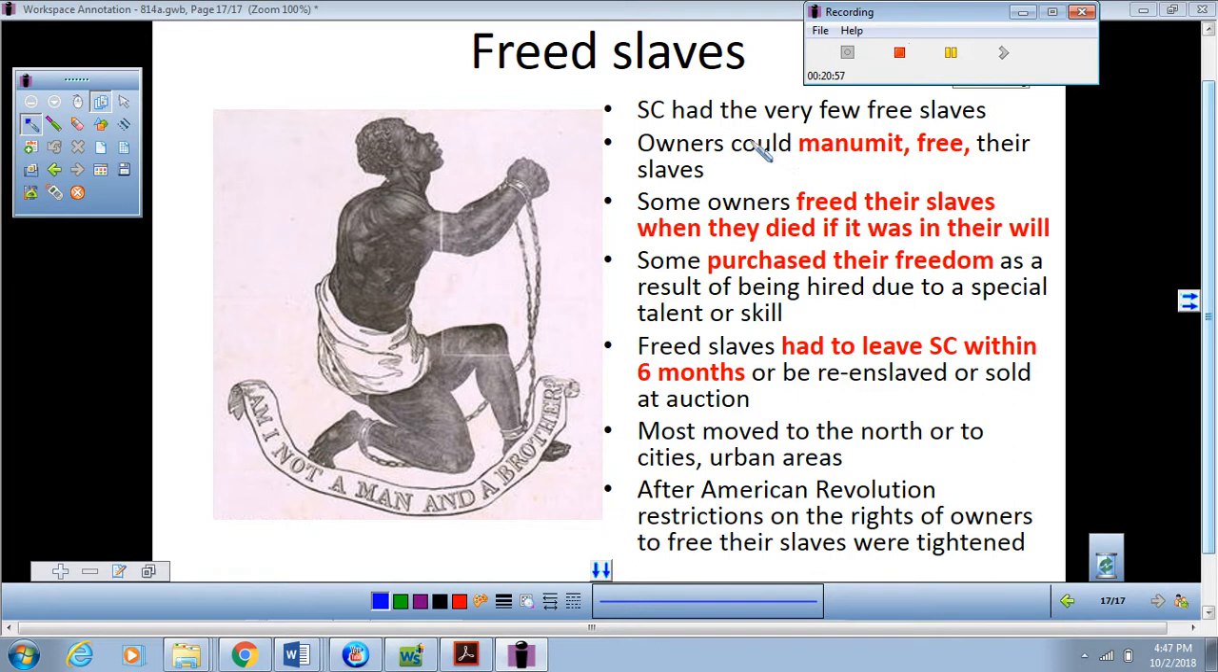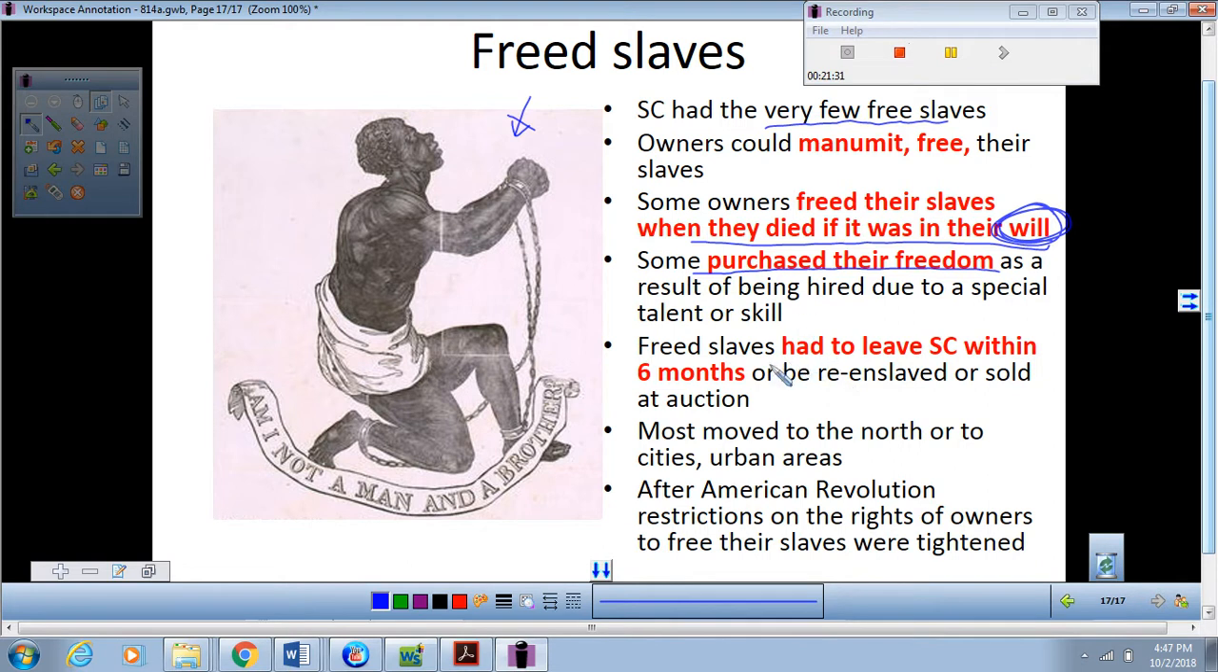This is a repeat of what was already said. However, you can see this, "Am I not a man and a brother?" Kind of a questioning, how can you keep slaves? South Carolina had very few free slaves. They were too valuable. Owners could manumit or free their slaves. Some owners freed their slaves when they died, if it was in their will. It didn't happen if it wasn't in their will. Some purchased their freedom, like Denmark Vesey.